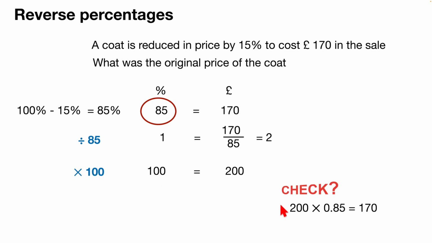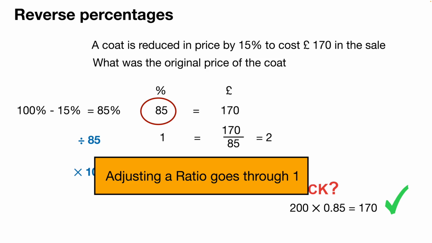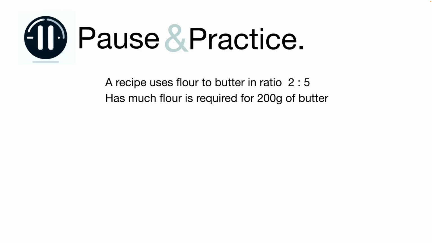Again, this one's a little easier. We've got the assumption that the original price is 200. We've got 85% because that is 100% less 15. 85% is 0.85, and that equals 170. Very happy with that. Right, adjusting a ratio goes through 1.